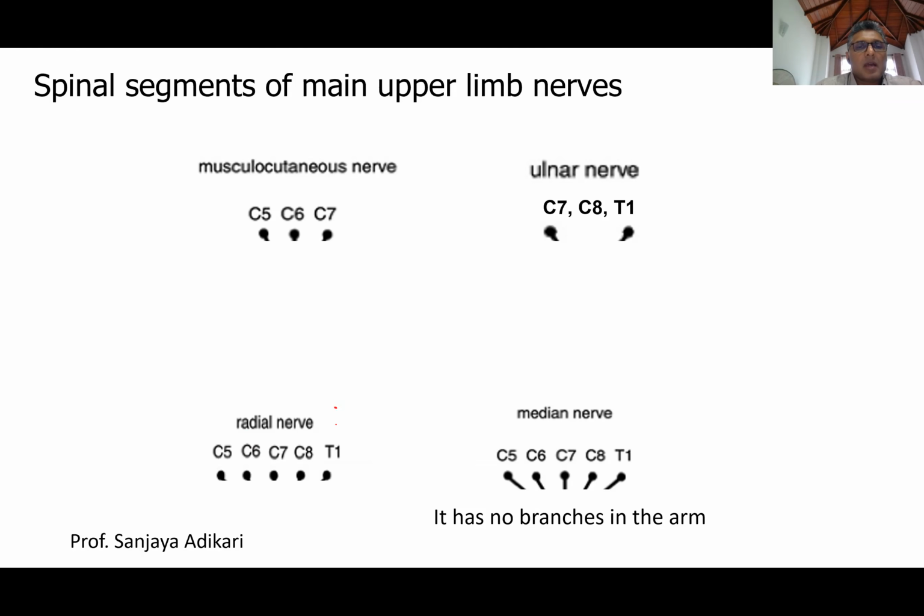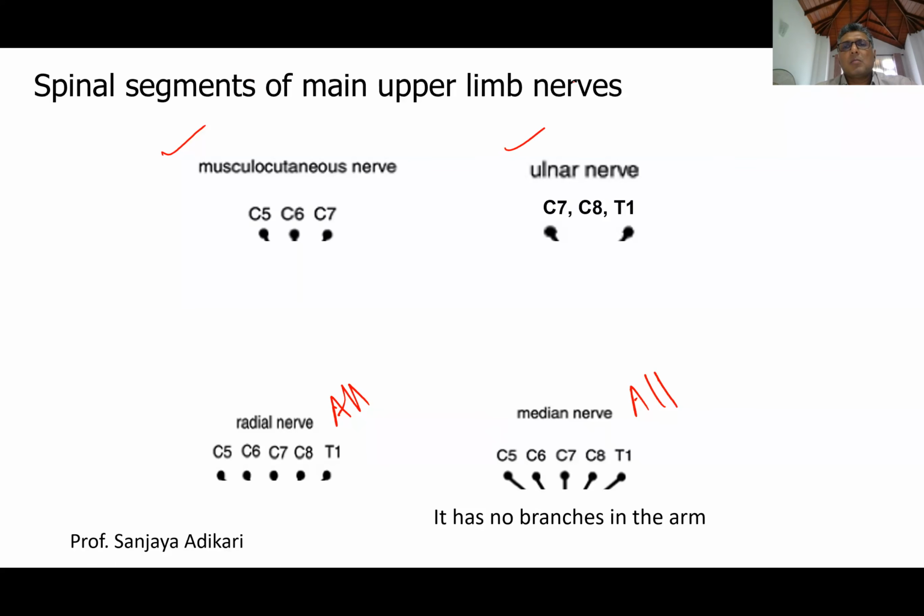All segments are carried by the radial nerve and the median nerve. When it comes to the musculocutaneous nerve, it carries the first 3 segments, C5, C6 and C7. When it comes to the ulnar nerve, it carries the last 3 segments, C7, C8 and T1. It's very easy to remember. Radial nerve and median nerve, all segments. Musculocutaneous nerve, first 3. Ulnar nerve, last 3 segments.